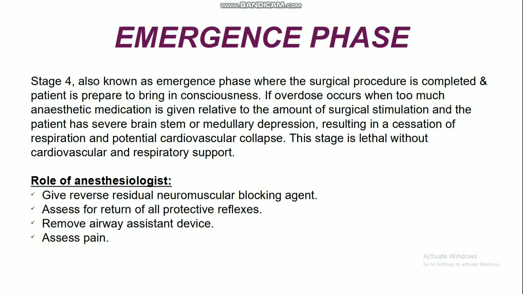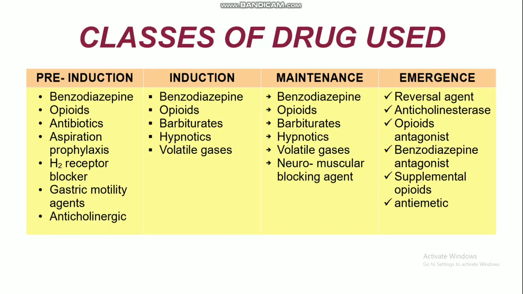And the role of the anesthesiologist: give a reversal of the residual neuromuscular blocking agent. In this emergence phase, the medications we give are totally opposite to those of the induction phase and maintenance phase. A reversal agent should be given, an anticholinergic, an opioid antagonist, like this; antagonist agents should be given in this phase. And remove the airway assistive device when the patient's spontaneous breathing returns. Then assess pain and assess for return of all protective reflexes.